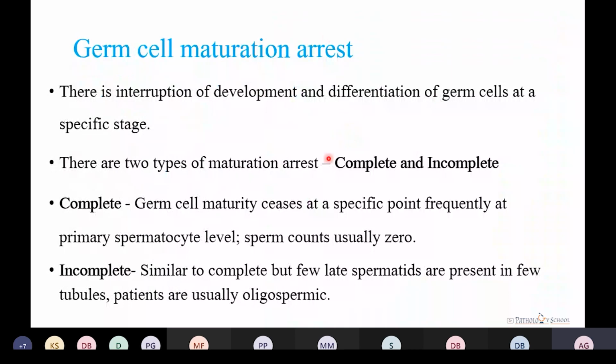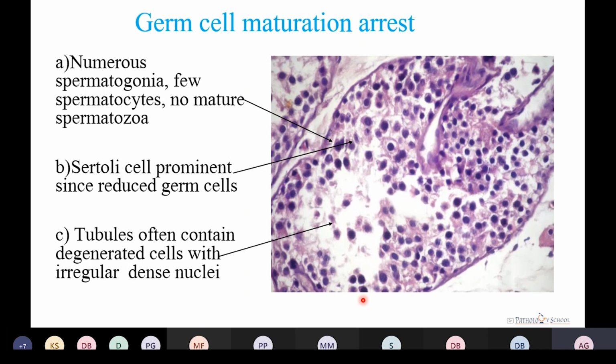Coming to germ cell maturation arrest, there is interruption of development and differentiation of germ cells at a specific stage. There are two types of maturation arrest, complete and incomplete. In complete maturation arrest, the maturity ceases at a specific point, frequently at the primary spermatocyte level, and the sperm counts are usually zero in these patients. In incomplete, it is similar to complete, but there are few late spermatids present in few tubules, and the patients are oligospermic instead of having completely zero sperm count.